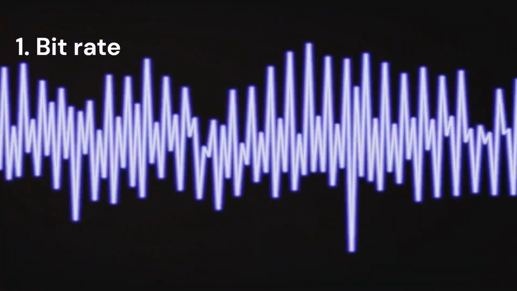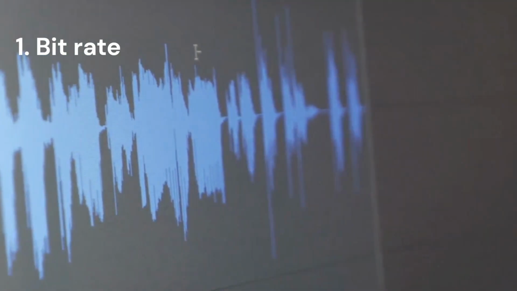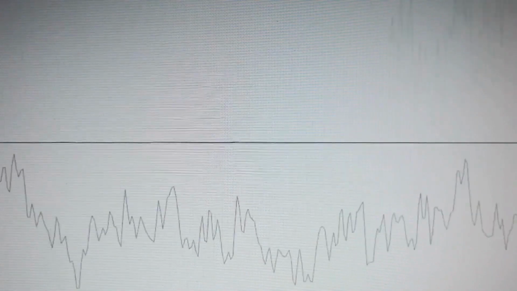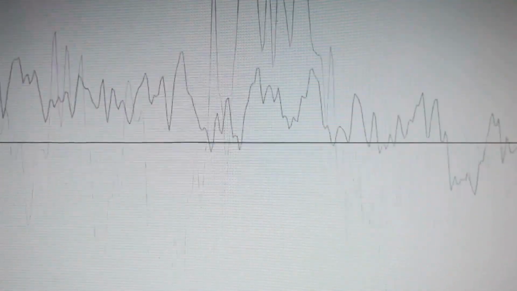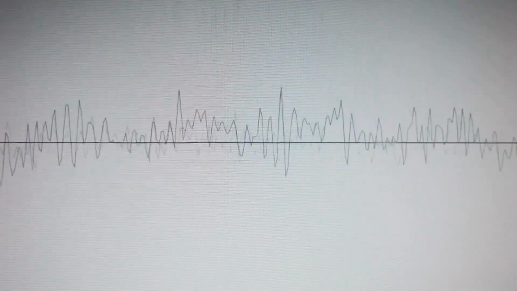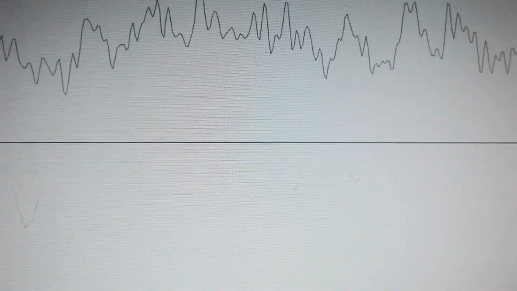Bitrate refers to the amount of data processed per second of audio. Higher bit rates usually mean better sound quality, but also result in larger file sizes. For example, a 320 kilobit per second MP3 will sound much better than a 128 kilobit per second MP3. But it will also take up more storage space.